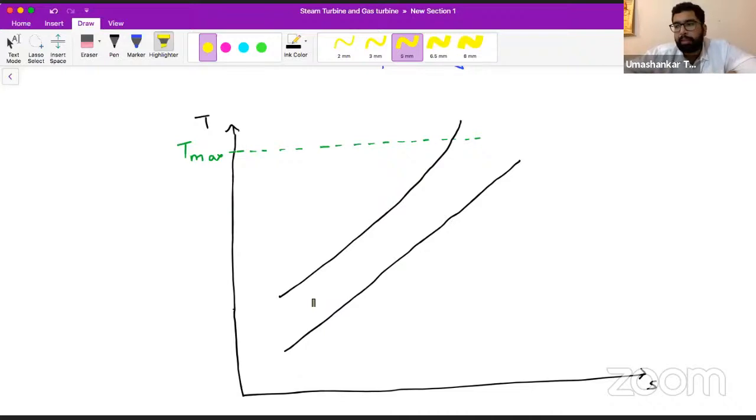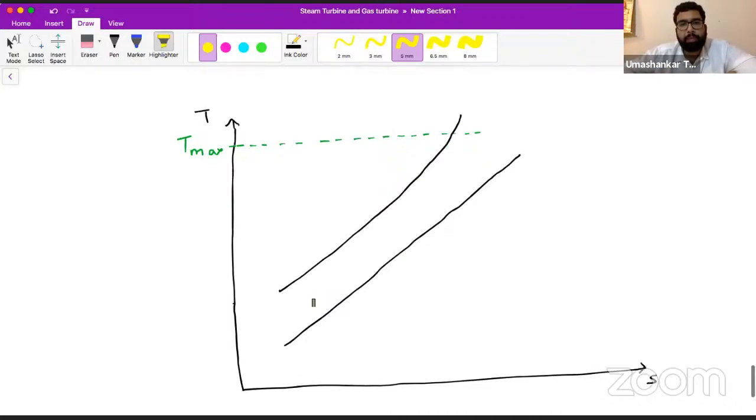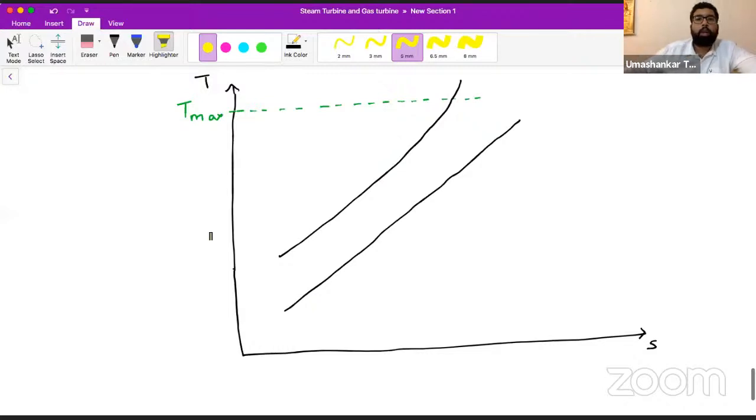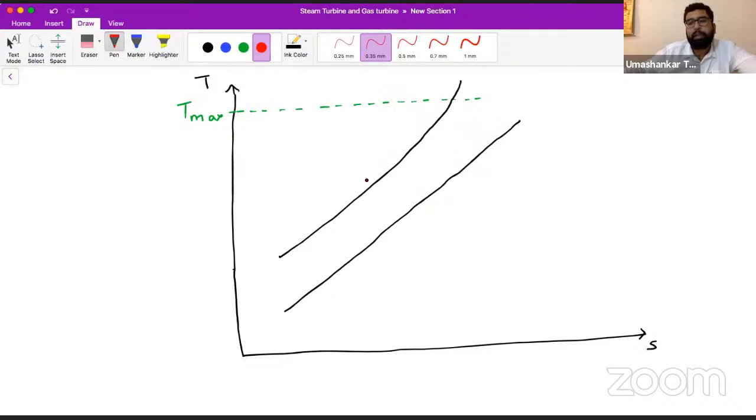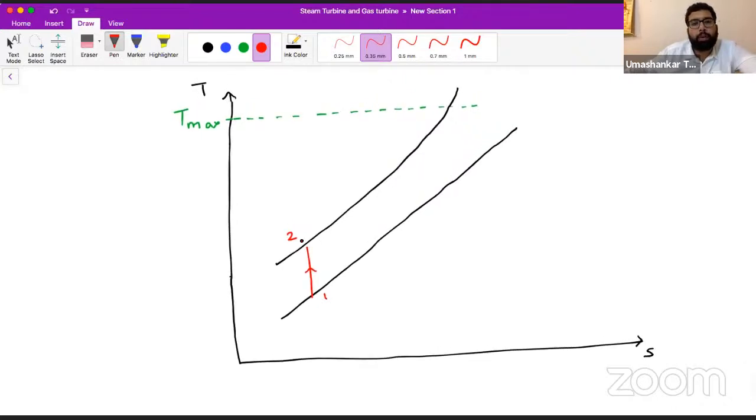Every material has this limit of temperature, a maximum temperature. Now, let's say these are our two pressure lines. If I compress the air in the compressor, it will go to this pressure. This is P2. And now you will do the heat addition.